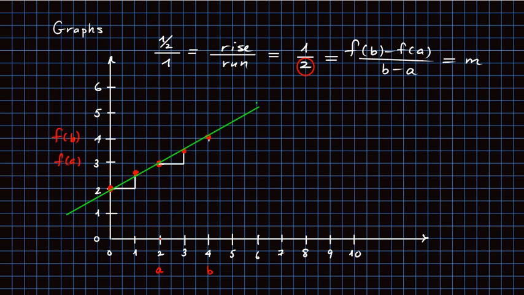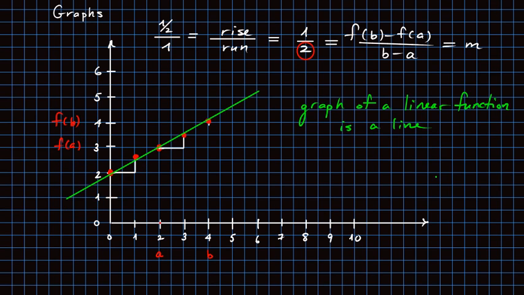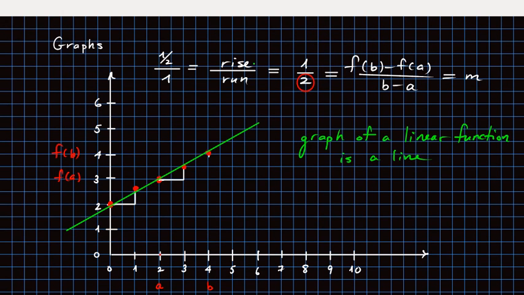Okay, so the upshot of this discussion is that the graph of a linear function is a line. This rise over run, m, is the slope of this line. This is called the slope.